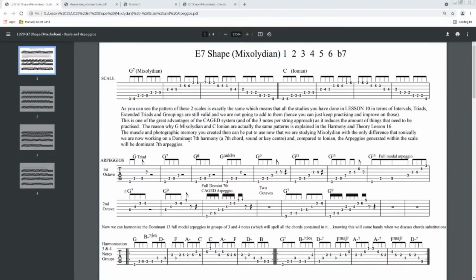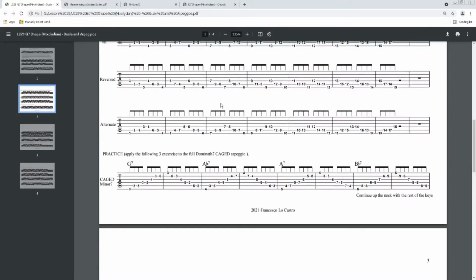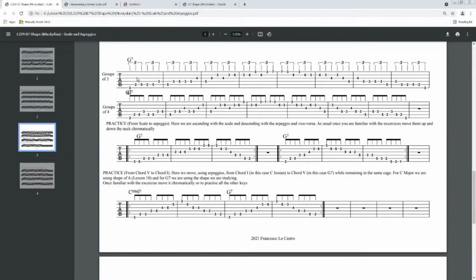Something else you might want to look into at this stage, as I move forward in this PDF, are the exercises I just showed you. As usual, there is the group of 3, group of 4. I'll show them to you in a second. And from scale to arpeggio.